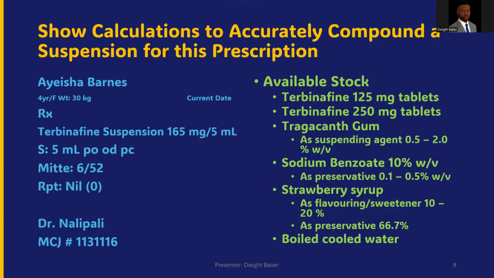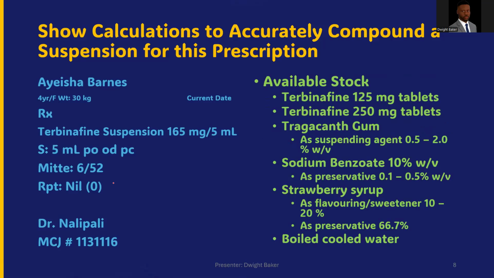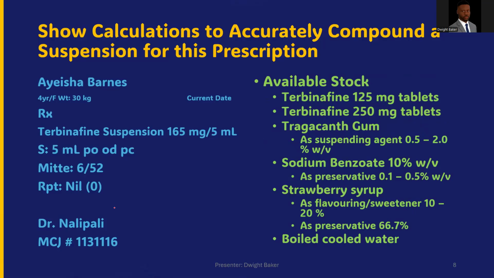Now, you have a prescription for terbinafine suspension, 165 milligram per 5 mL. The first thing that you need to do is to interpret the prescription. You need to look at what stock you have available as well and how many days of the prescription you're going to be supplying. So the first thing: 165 milligram per 5 mL is what I need to give, but I know that in my stock I only have 125 milligram and 250 milligram tablets. So I know I need to make up something here to give this patient this 165, because there is no way I can give the 125 or 250 such that the appropriate dose is maintained for the child.